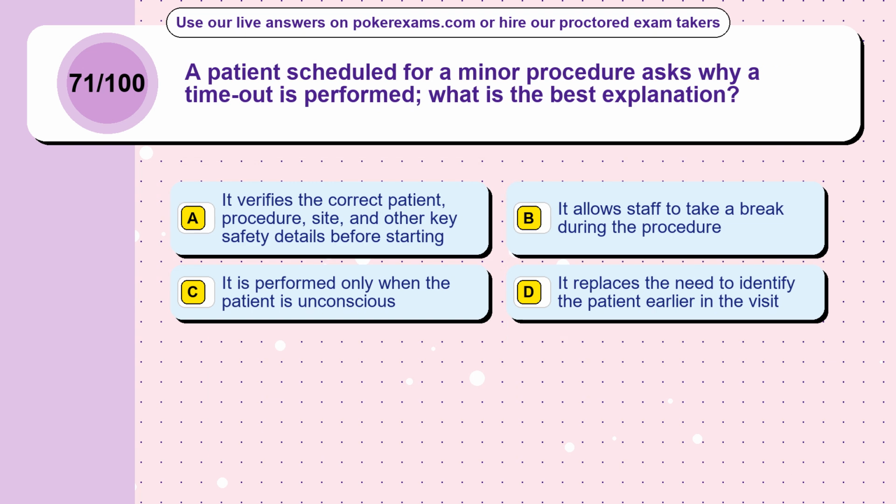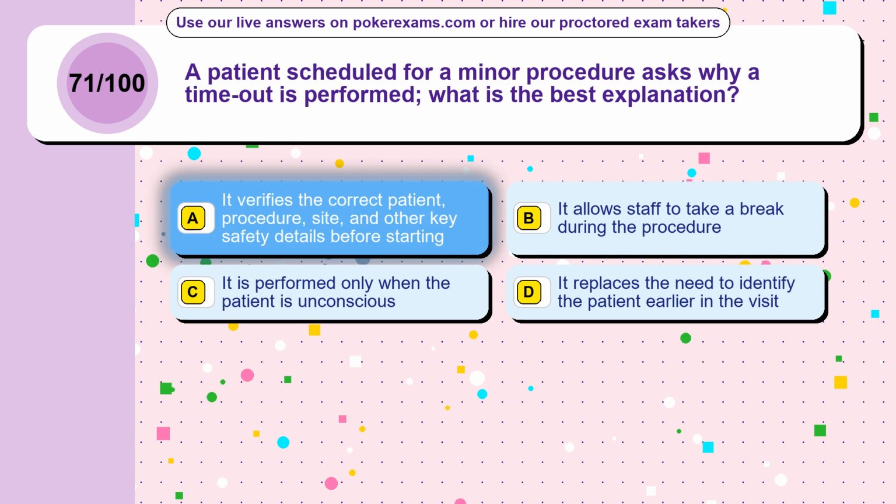Question 71. A patient scheduled for a minor procedure asks why a timeout is performed. What is the best explanation? Option A. It verifies the correct patient, procedure, site, and other key safety details before starting. Option B. It allows staff to take a break during the procedure. Option C. It is performed only when the patient is unconscious. Option D. It replaces the need to identify the patient earlier in the visit. The correct answer is option A.